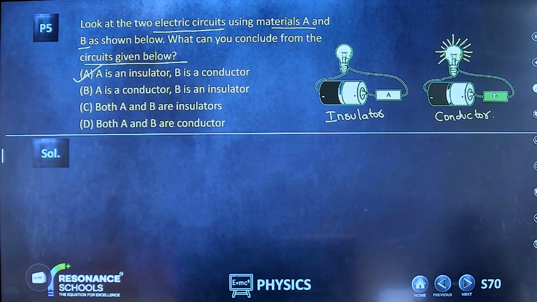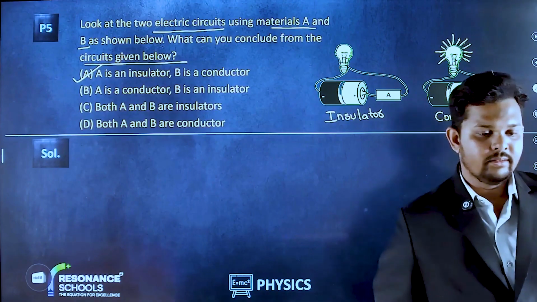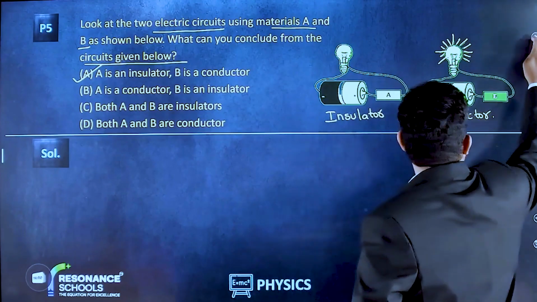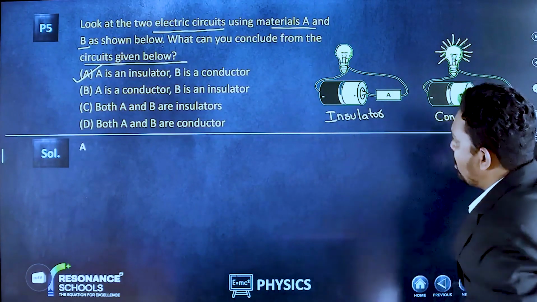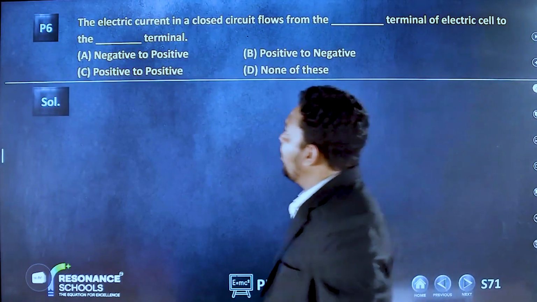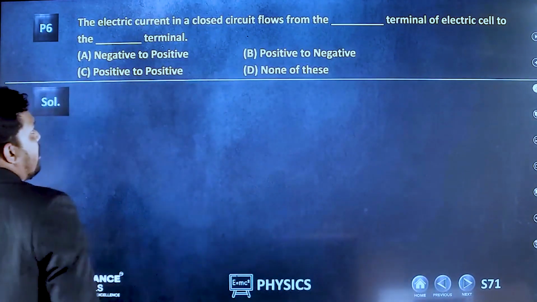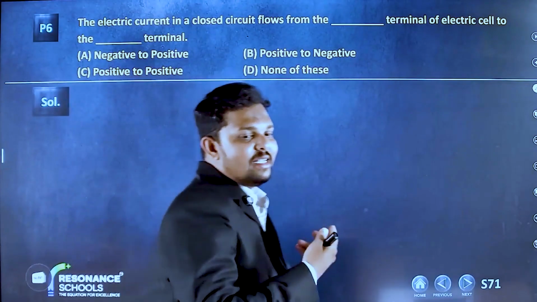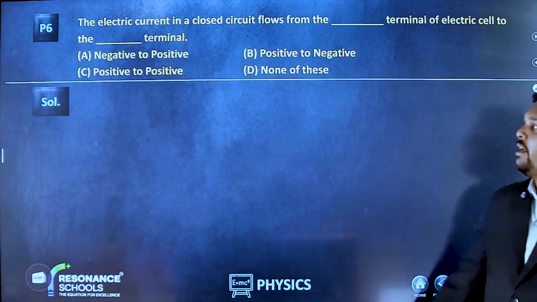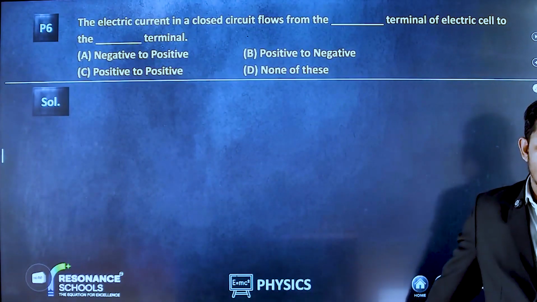Is it okay? Fine. Let's go for the next case. Now, when you ask the question, that's why I have given the answer. Now, the electric current in a closed circuit flows from, you can answer this, this is just a one line answer. Let's see how many students can answer this.